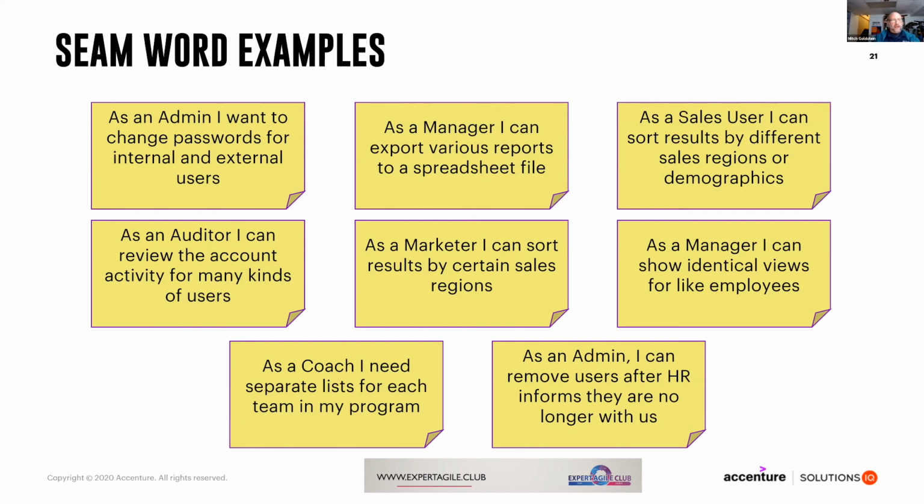In the first one, as an admin, I want to change passwords for internal and external users. Well, the and is the obvious seam word. I can deliver value to my internal users, and then deliver value to my external users. And I can split that story into 2 stories. So how would we do that for the rest of these stories? I'll give you a couple moments. Take a look then.